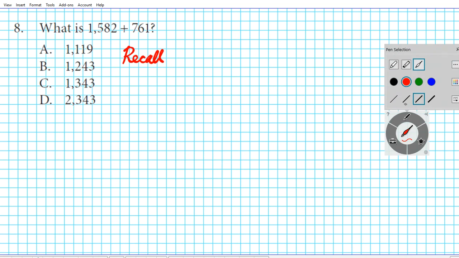Alright, let's take a look at question number 8. It reads, what is 1582 plus 761? Okay, so this is just addition of digits. So one thing you want to remember, so let's recall, when adding digits, you want to orient your digits by place value.